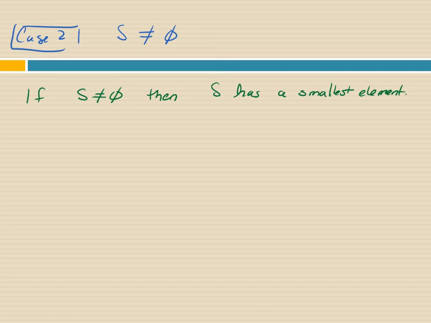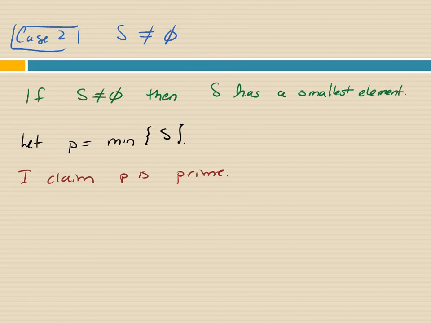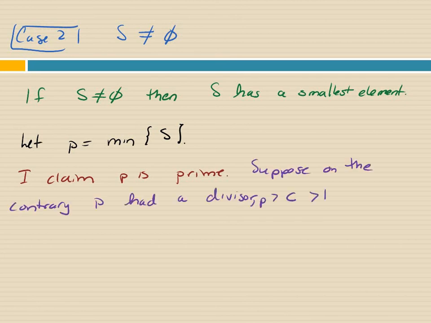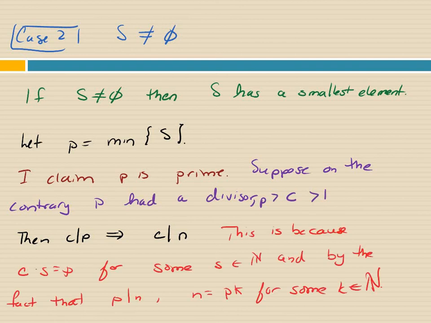So every finite set must have a smallest element. So I'm going to let p, leading my reader here, that's going to be my candidate for the prime, be the minimum number in this set S. I claim that p is prime. Suppose on the contrary, so I'm going to do a contradiction proof. It's either prime or not. There's only two choices. Suppose on the contrary that p did have a divisor. Let c be that divisor. Then c divides n as well.